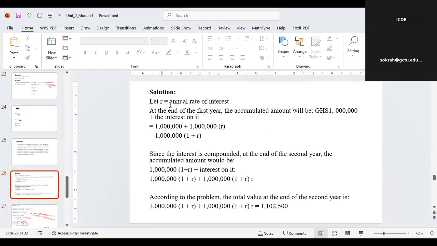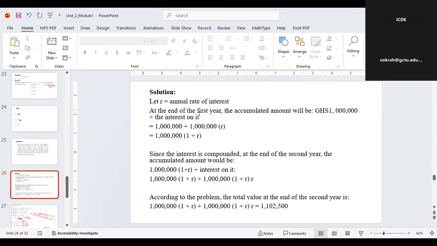So we let R be the annual rate of interest. Then if we are following the principle or the steps we use in solving compound interest, we solve year by year. So we have 2 years. So we solve for the first year. When we finish, we add the interest to the capital or the principal, and that becomes the new principal for the second year. Then we solve for the second year as well. So that is the steps we are going to follow.